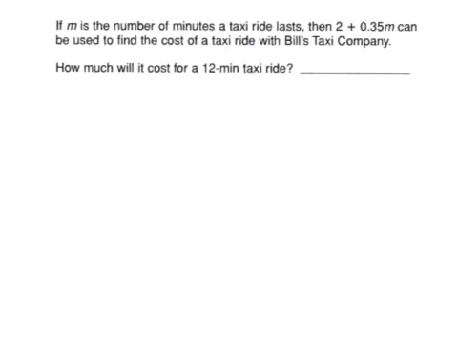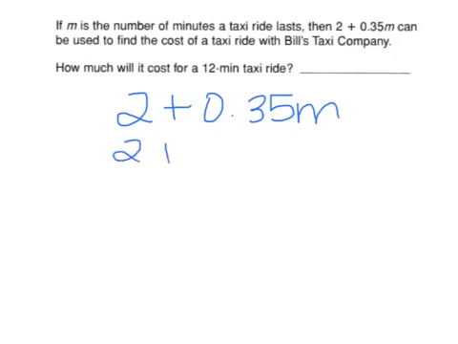All right, the last example we have here is a word problem. It's more of a real situation. It says if m is the number of minutes a taxi ride lasts, then 2 plus 0.35m can be used to find the cost of a taxi ride at Bill's Taxi Company. How much will it cost for a 12-minute ride? So our expression that we're using is 2 plus 35 hundredths m. So we're going to redo this, and this time we are trying to find out what it would cost for a 12-minute cab ride.